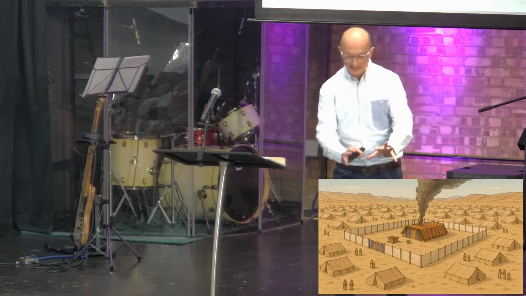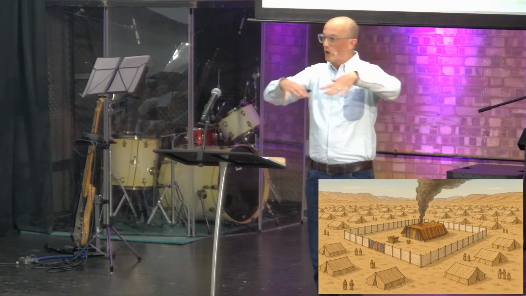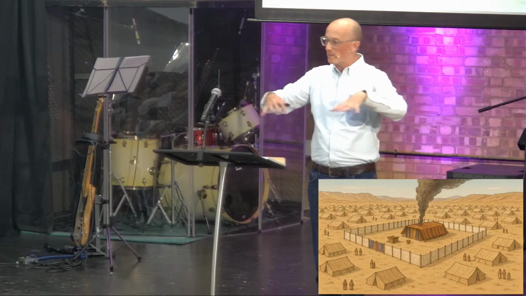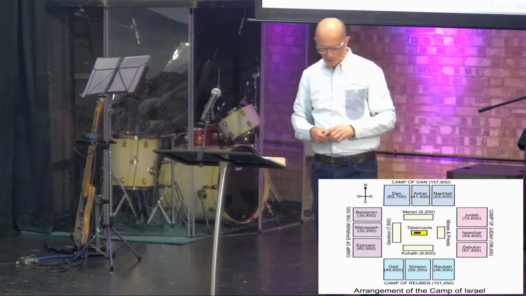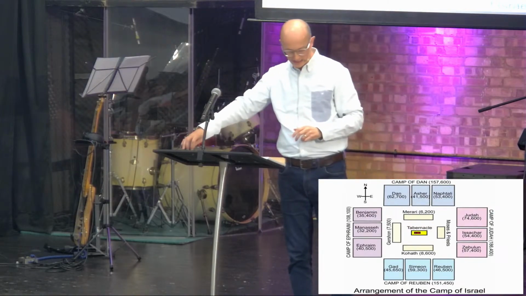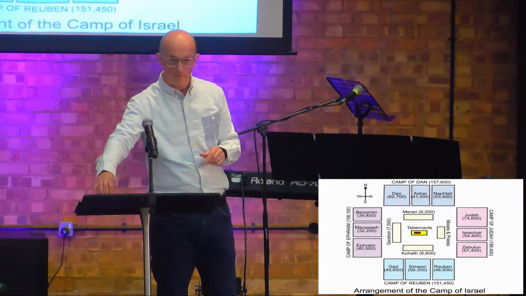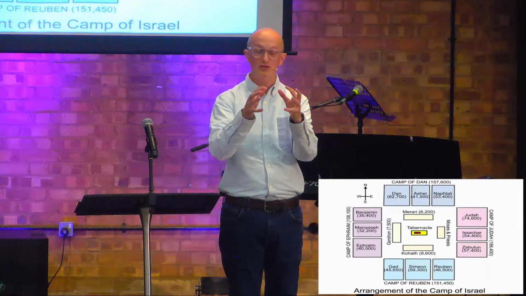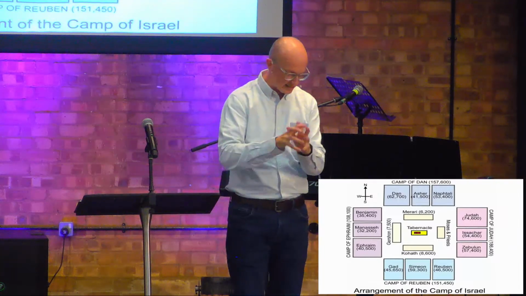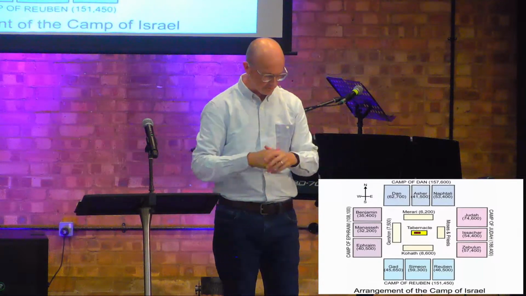So if you were to take this picture and zoom out a bit and zoom above it and say, well, what does it look like if you were to try and map it out? It would look a little bit like this. Now, don't worry about all the numbers and all the detail in there. What I want you to notice is right in the middle of the camp is this tent, this tent of meeting. That's at the very heart of it. And I'll show you more about that in just a minute.